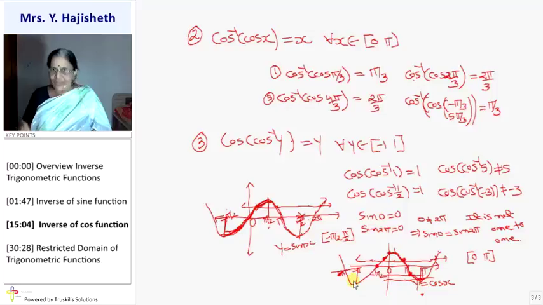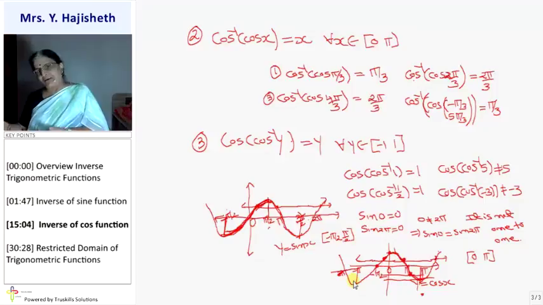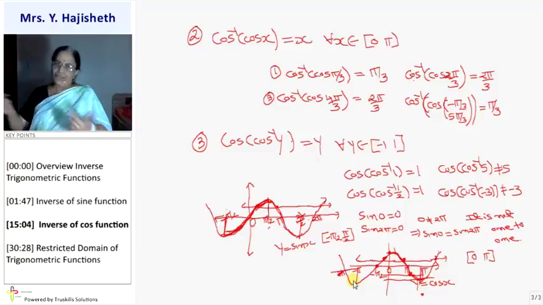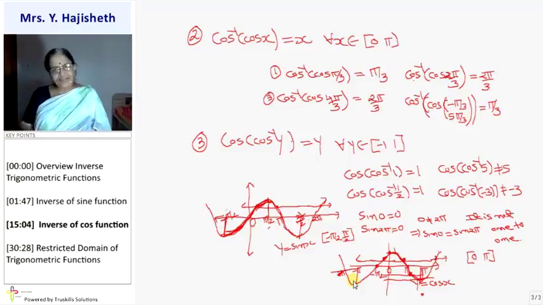Because the policy was decided internationally. It should be consistent. If I take minus pi by 2, pi by 2, America will take pi by 2 to 3 pi by 2, Europe will take 3 pi by 2 to 5 pi by 2. Then consistency will not remain the same. The mathematics we study, all the principles of maths, all the principles of physics are the same whether you study in India or in the US. So to maintain this, they have fixed the restricted domain.